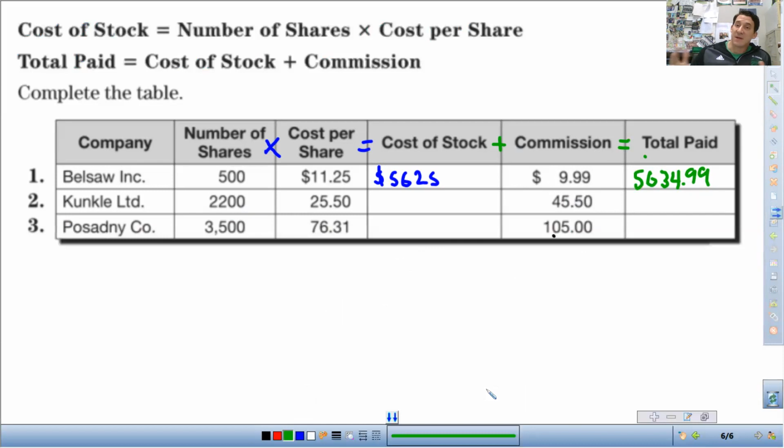Again, sometimes the commission is a percentage. So if you're calculating the commission, make sure you convert the percent to a decimal before you use that percent in calculations. And we'll see you next time when we talk about selling stocks.